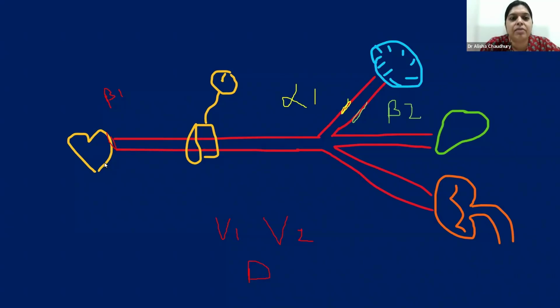And then you have beta 1 in the heart, which will improve the inotropy and chronotropy, that is the heart rate and contractility. You have V1 and V2 receptors, which will be important, especially when it comes to your vasopressin. And the next thing will be your dopamine receptors in your cerebral vessels, renal vessels, and your splanchnic vessels, the vessels near your gastrointestinal tract.